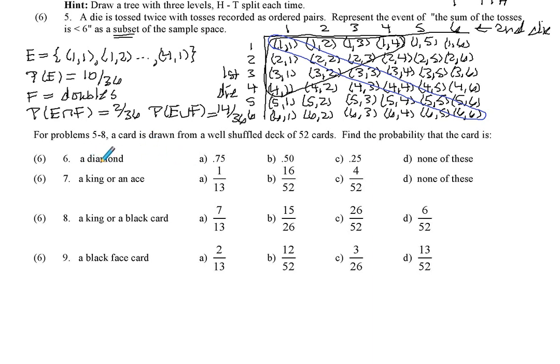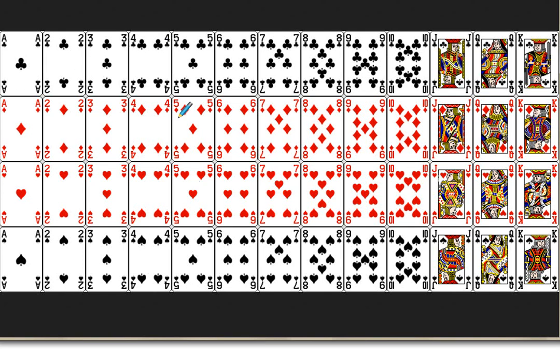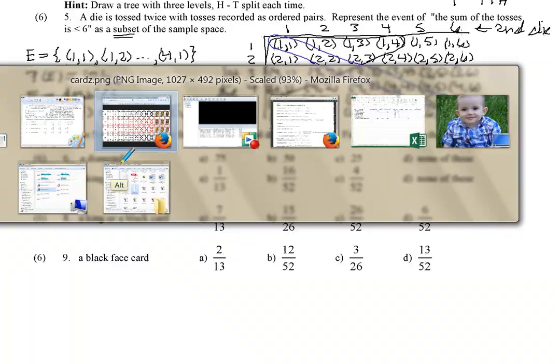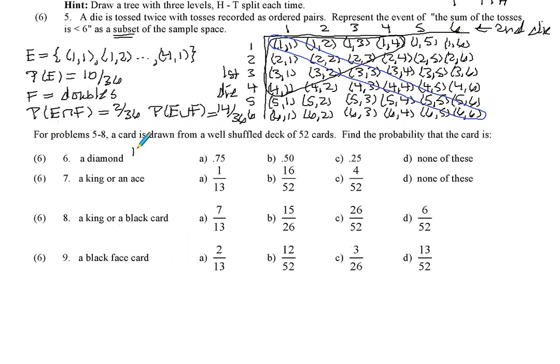So first of all, we want to find the probability of a diamond. If I go to our deck of cards here, remember that there's 52 cards total, and there are 13 of each suit. So 13 clubs, 13 diamonds, 13 hearts, 13 spades. So back here, probability of a diamond, there are 13 diamonds out of a total of 52 cards. So this would be 13 out of 52, which reduces to 1/4. 13 goes into 52 4 times, or if you just divide that out in your calculator, 0.25.